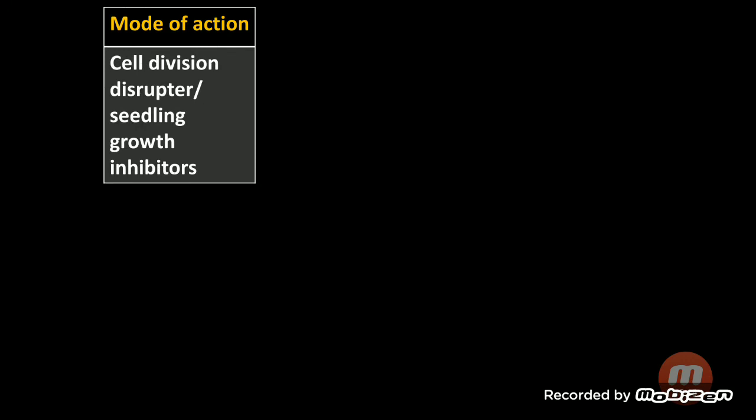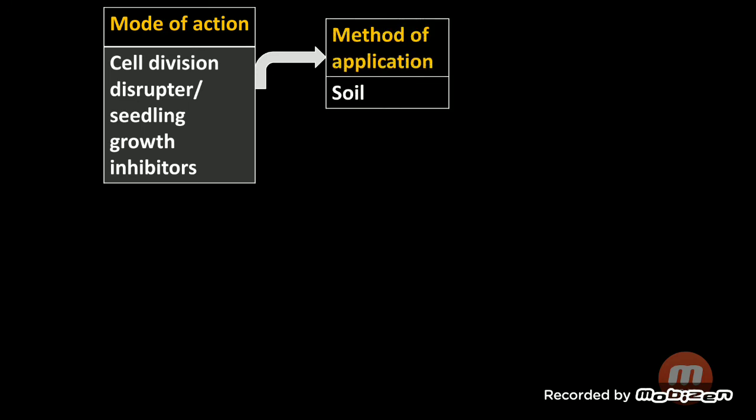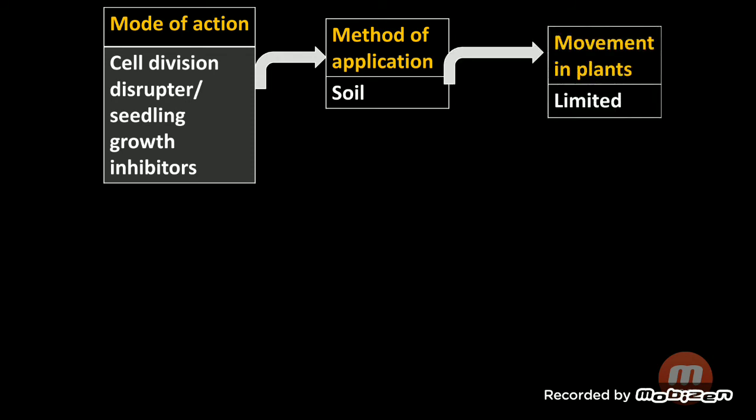The cell division disruptors, also known as seedling growth inhibitors, are mostly applied on the soil surface. So, they are pre-emergence herbicides or pre-plant herbicides. Up till now we have seen mostly post-emergence, now pre-emergence. They are applied on the soil surface and remain there. Weeds, when they germinate, come in contact with these herbicides, and most of them have limited movement inside the plant. So, they are contact herbicides, not translocated herbicides.